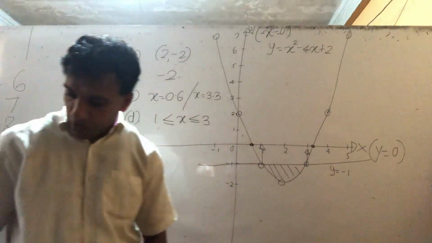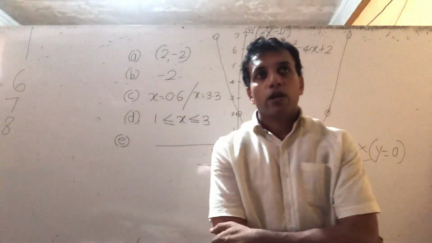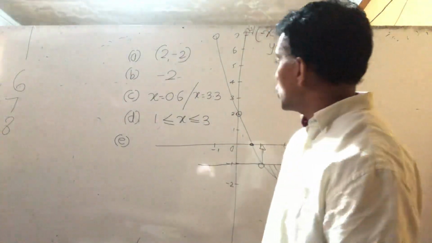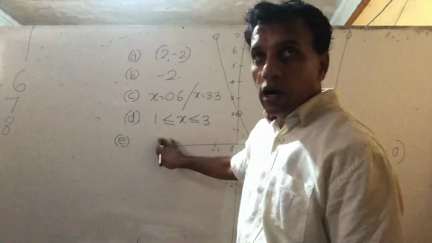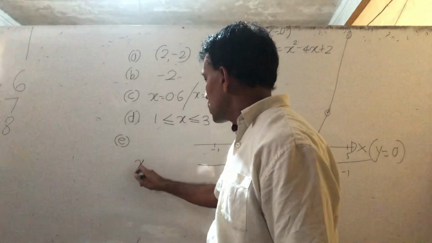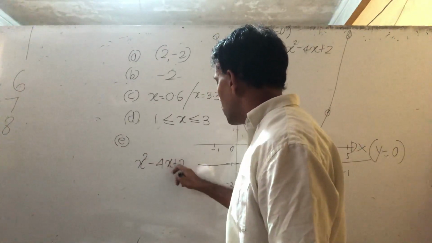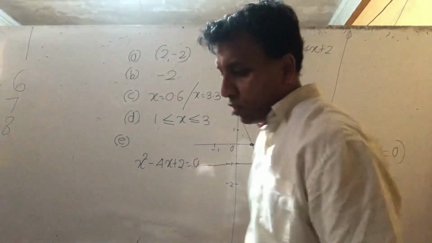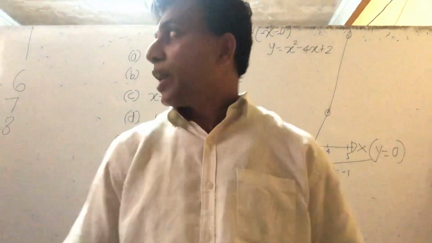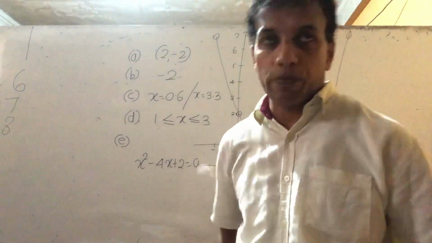Right, next part E. Using your graph, find the roots of the equation x square minus 4x plus 2 equals 0.